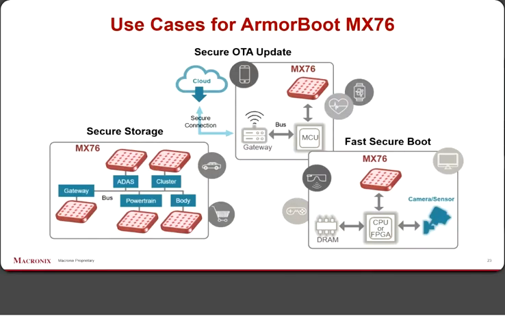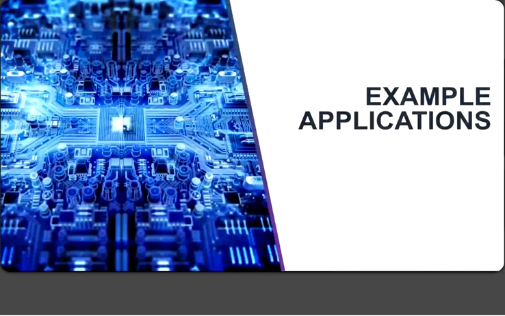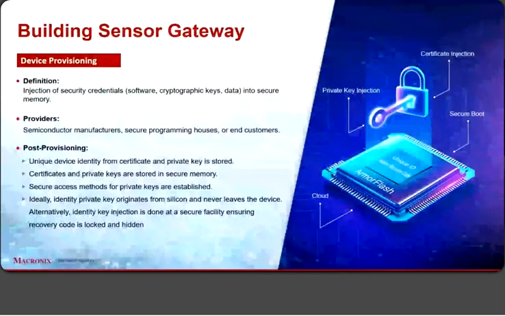And now I would like to conclude with an example application. As I mentioned before, we're going to use a building sensor gateway as an example, and we're going to talk about security as it relates to secure flash. I want to start with device provisioning, which we've talked about quite a bit already. But essentially, what happens when you're doing device provisioning?